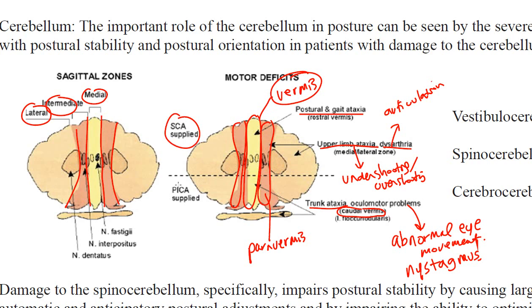And this shows you the blood supply to the cerebellum. So superior cerebellar artery supplying the area here, and posterior inferior cerebellar artery supplies the area down.